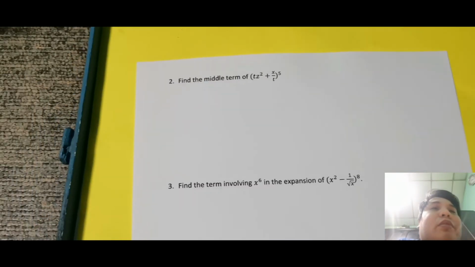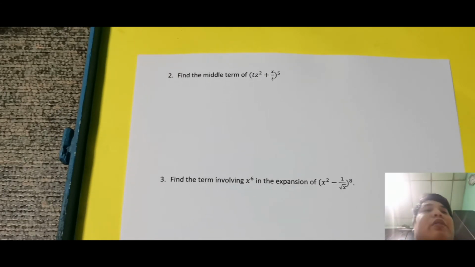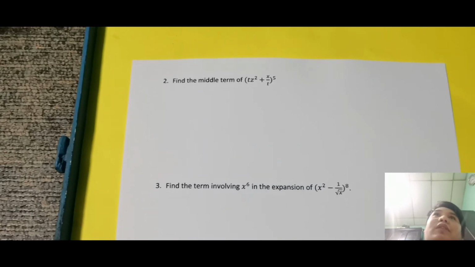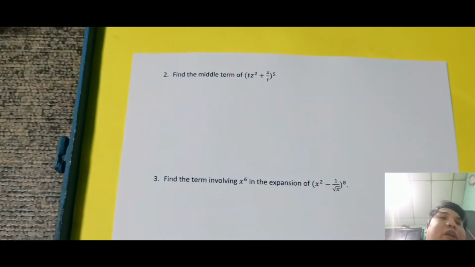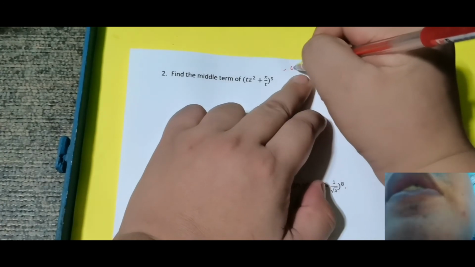Okay, so for number 2, find the middle term of z squared plus x over t raised sa 5. Okay, so kung napansin mo, ilang term ba tayo dito? Since middle term, so since 5 tayo, ilang term tayo? We are expecting 6th term. Okay, so kung tatanungin kita, ano middle term niya? Ang middle term is yung 3 and 4. So bakit? We are expecting 6th term. Okay, or 6 terms.